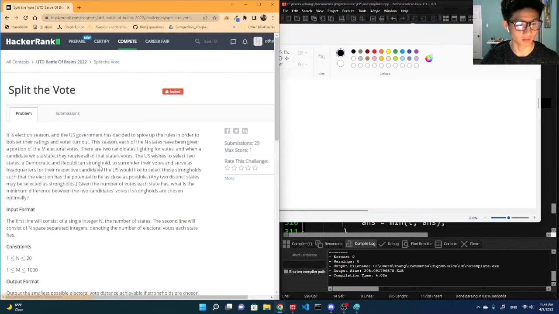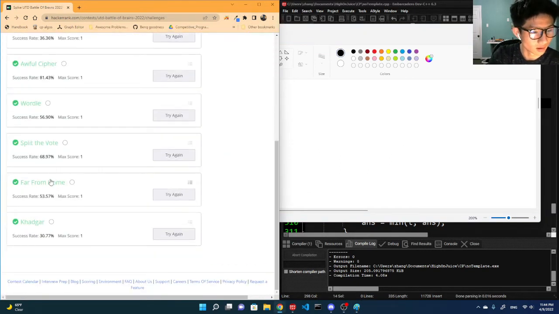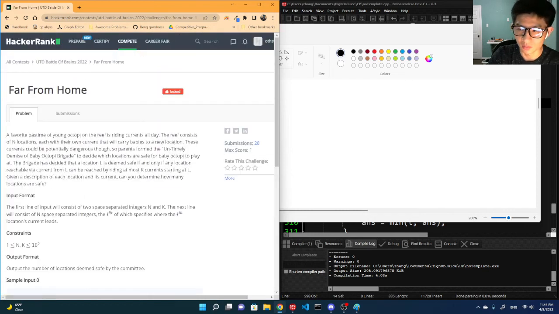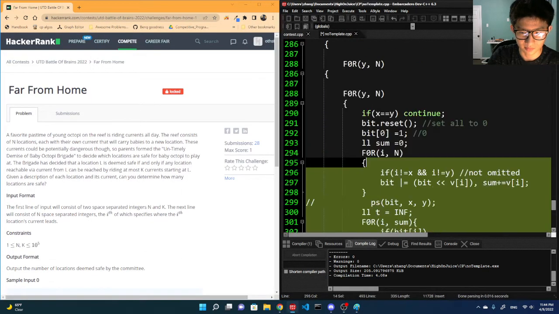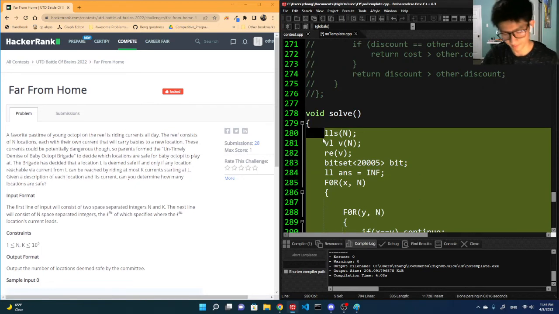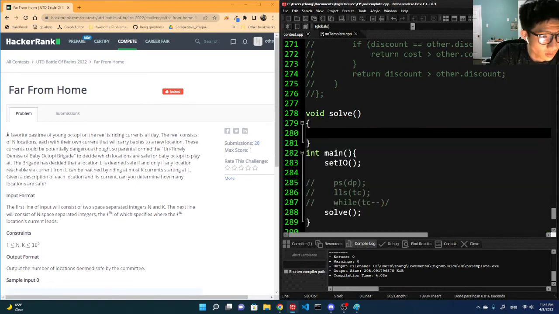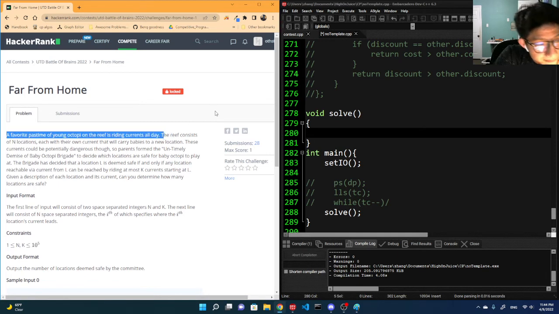That was a long one. Far from home I did not do, but it looks like it's a graph problem. So let's see. A favorite pastime for the young octopi is reef riding. The reef consists of n locations, each with their own current, and carry babies to a new location.